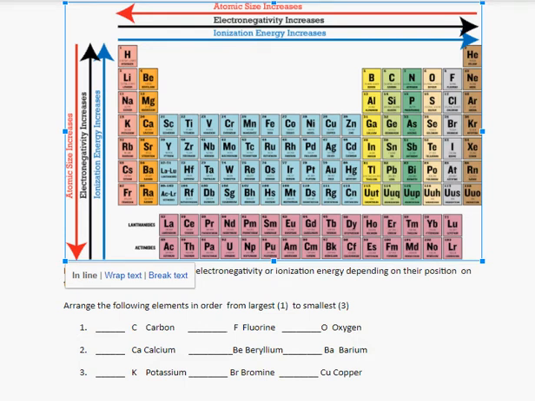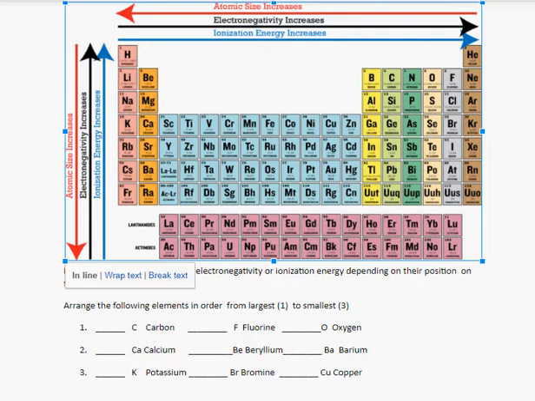Okay, these kinds of problems always work the same. You actually have to take a look at the chart. You notice that atomic size increases from right to left, or it decreases as you go from left to right, which is normally the way we read, and it increases as you go down. That actually makes sense if you think of it.